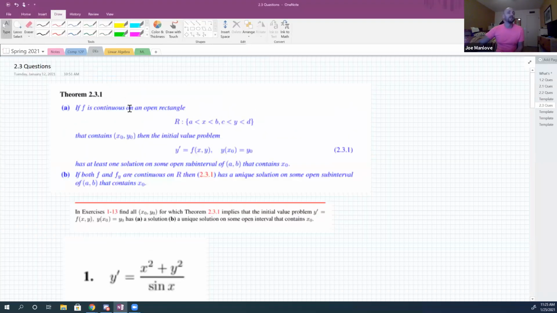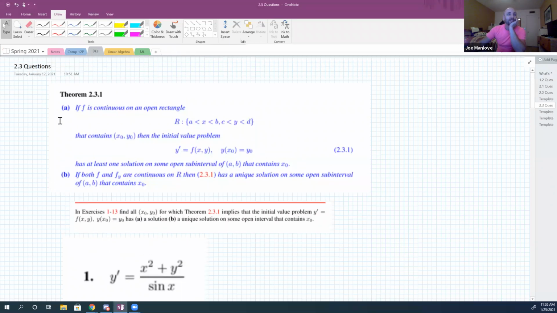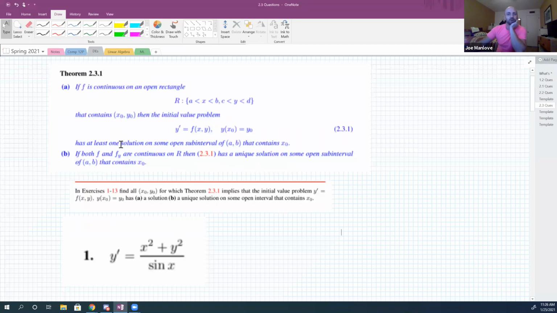All right, so Jordan wanted to talk about existence and uniqueness, which I think is probably a reasonable topic. So I have here problem one out of 2.3. I have the directions for problem one, and then I also have the existence and uniqueness theorem out of the textbook. Okay, so this was your question, right, Jordan?